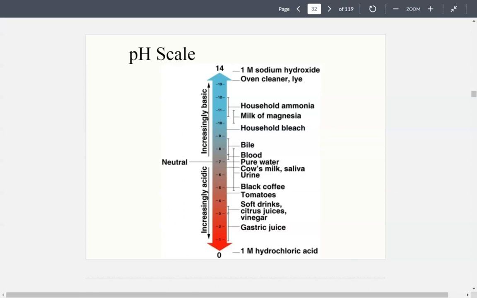Bile, secreted by the liver and stored in the gallbladder, is going to have a range of about 7.1 to like 8.9. The reason bile is basic is because it will neutralize the gastric juice, but we'll get into that with the digestive system. Also bleach, about 9.5. Milk of magnesia, if you have heartburn, that's going to be about a 10 to an 11 pH. Ammonia, somewhere between 10.5 and 12. Lye, almost a 14. Super, super basic, super caustic.